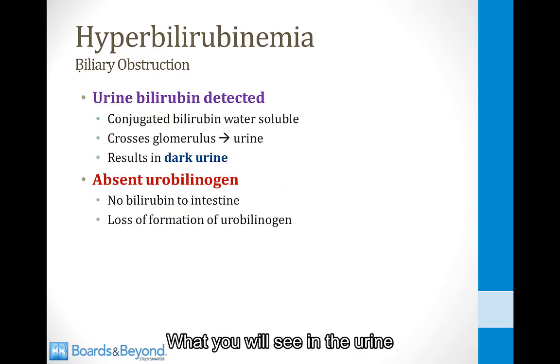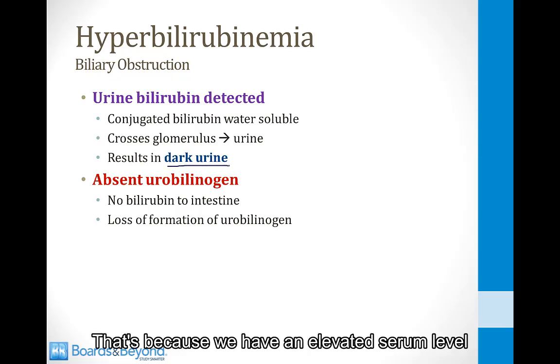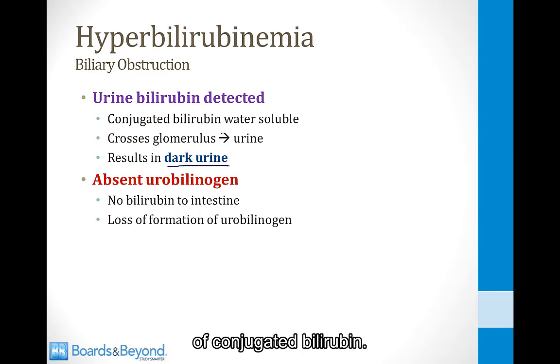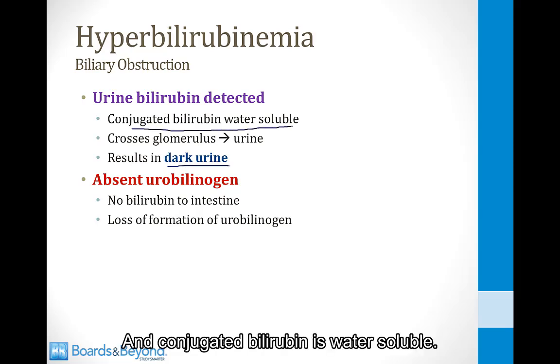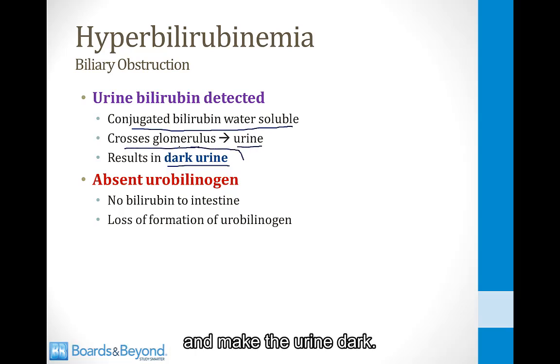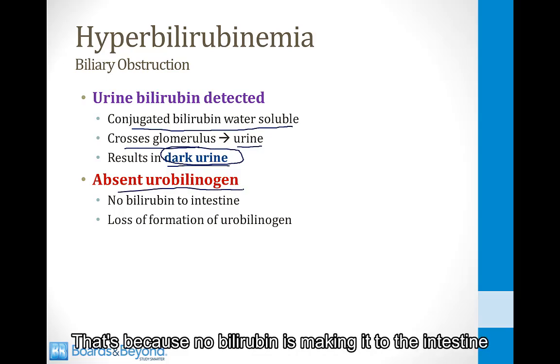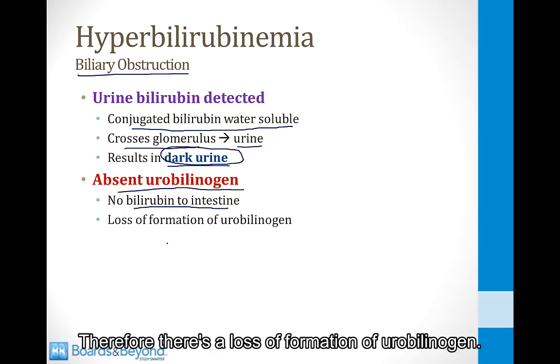What you will see in the urine in cases of biliary obstruction is dark urine. That's because we have an elevated serum level of conjugated bilirubin, and conjugated bilirubin is water soluble. Therefore, it will cross the glomerulus, spill into the urine, and make the urine dark. In addition, you will see absent urobilinogen. That's because no bilirubin is making it to the intestine in biliary obstruction. Therefore, there's a loss of formation of urobilinogen.